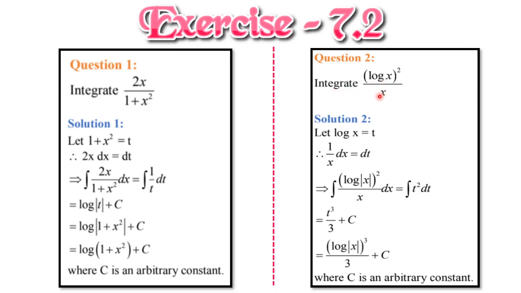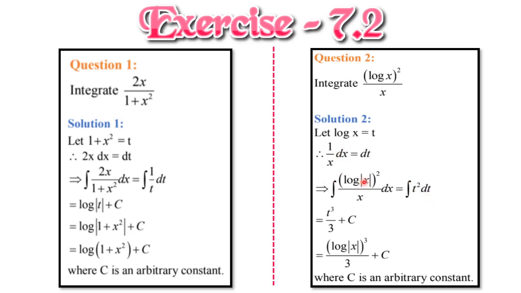Now again, log x whole square upon x. Let's assume log x as t, so what is the derivative of log x? 1 upon x, and t will be dt by dx. That dx will go to the left side and we will directly write it like this. Now when we integrate the given thing, it is equal to, what is log x? We assumed it equal to t. So t square, right?